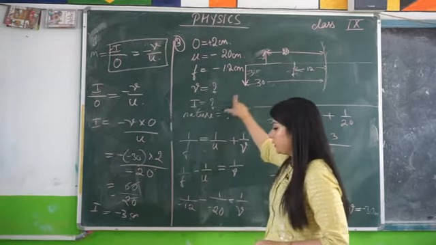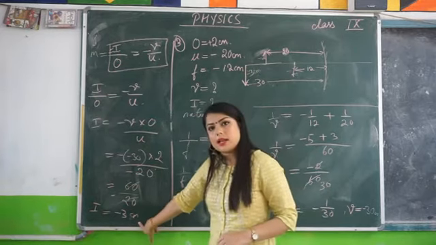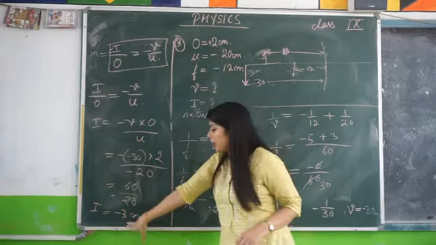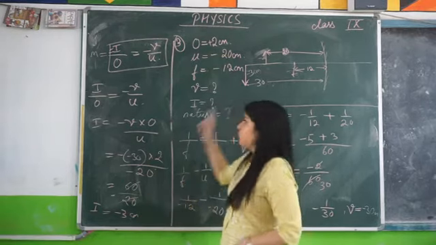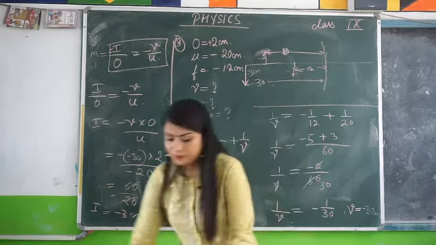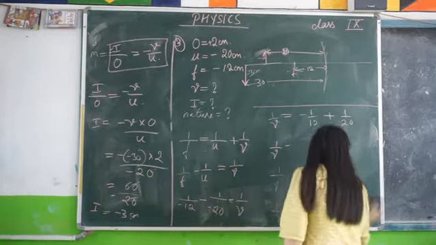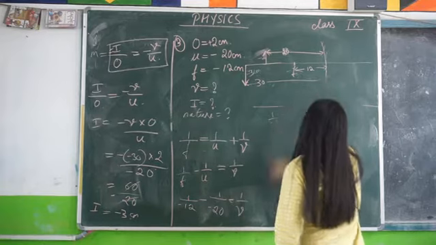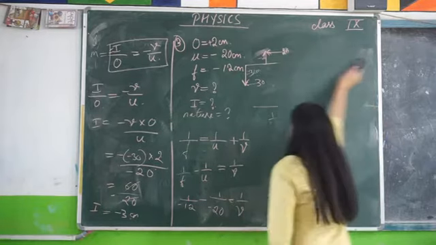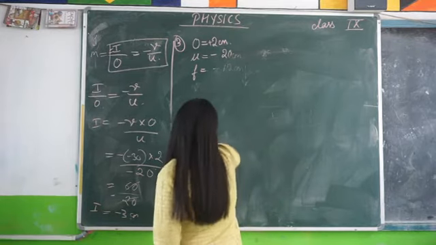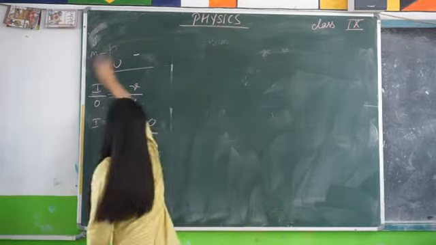But this is a real image, and it is inverted and it is magnified compared to the object, because object was 2 centimeter long and image is 3 centimeter long. So it is magnified. Okay. This is for question number 3. Now I'll do another numerical, which is a different kind of a numerical compared to this one.